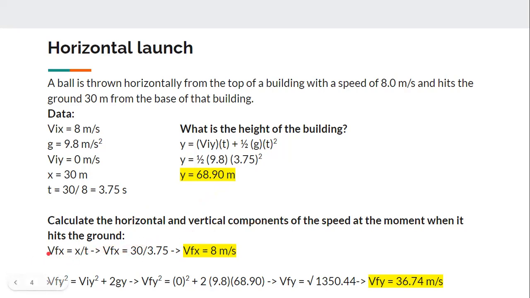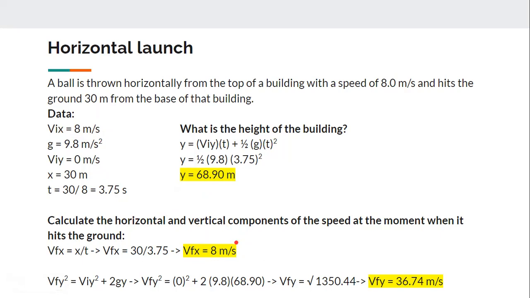This means that we will get the final velocity in x. To get it, we know that the formula is the final velocity of x equals the distance in the x-axis over the time. In this case, it will be the final velocity equals 30 over 3.75, which will be 8 meters per second. In this case, we can see that the final velocity of x and the initial velocity of x are the same. It is usually the same, almost always the same, the velocity of x.